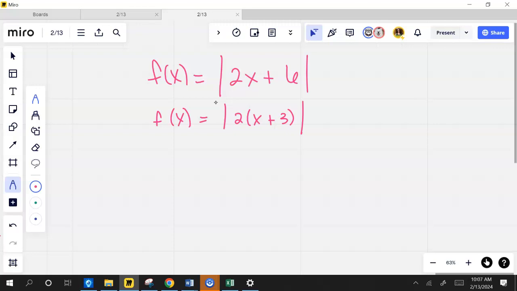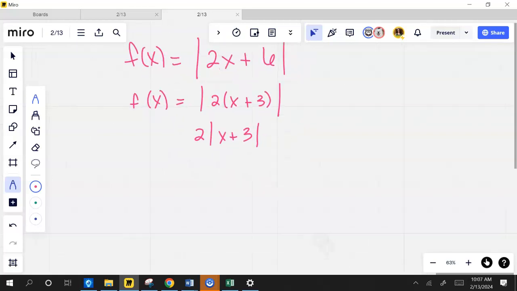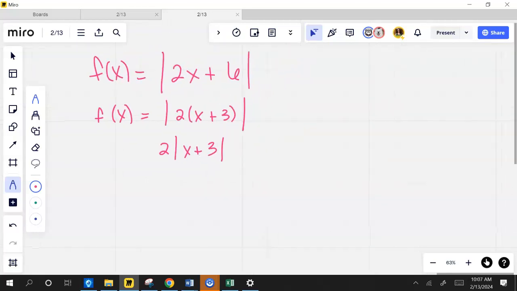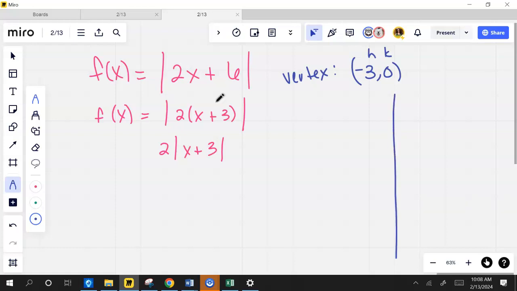All right, and so I can do this, and essentially what I could do is I could put that on the outside. You don't have to do that part, but just to show you why that's actually the A, and it doesn't go inside there with those. But anyway, here we go. What would my vertex be on this one? Negative 3, 0. Remember, it's H, K. H is opposite, K is same. Okay? Right. Okay. Tell me when you caught up with me.